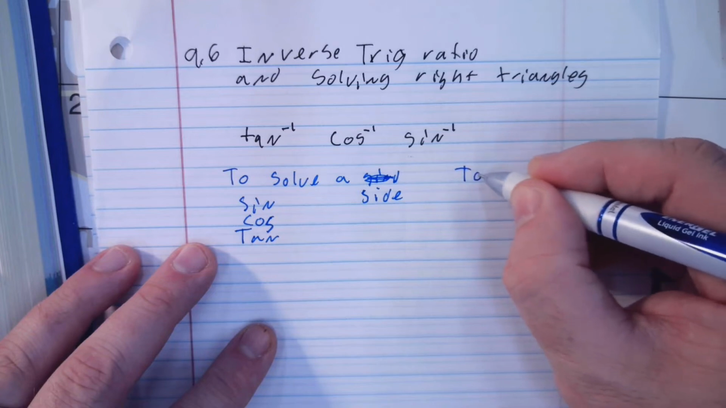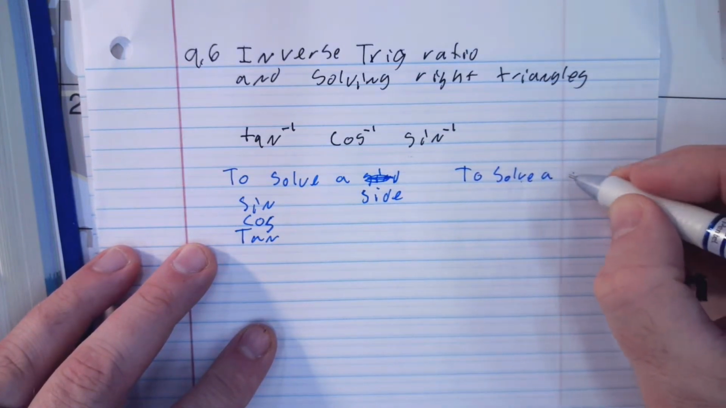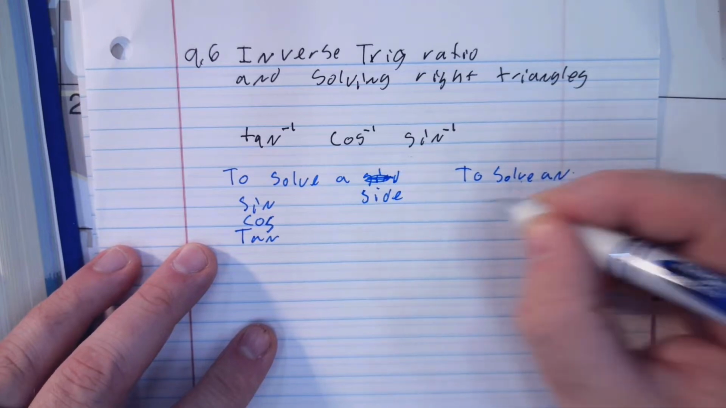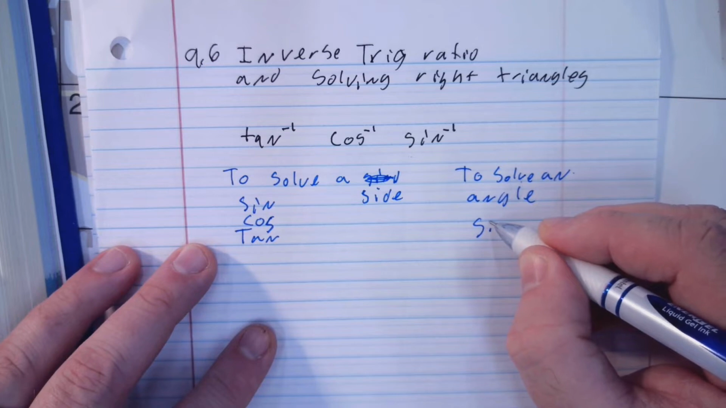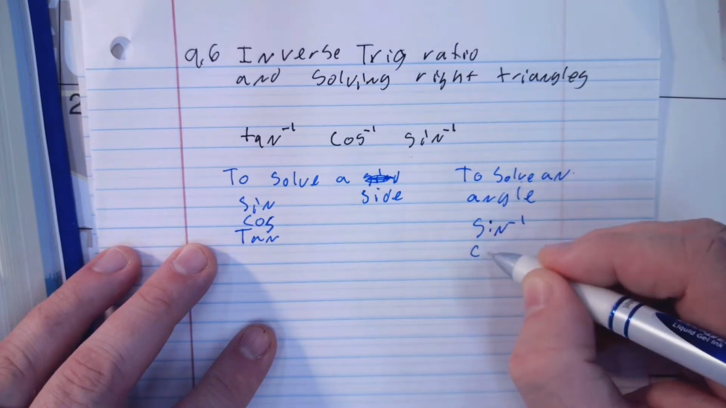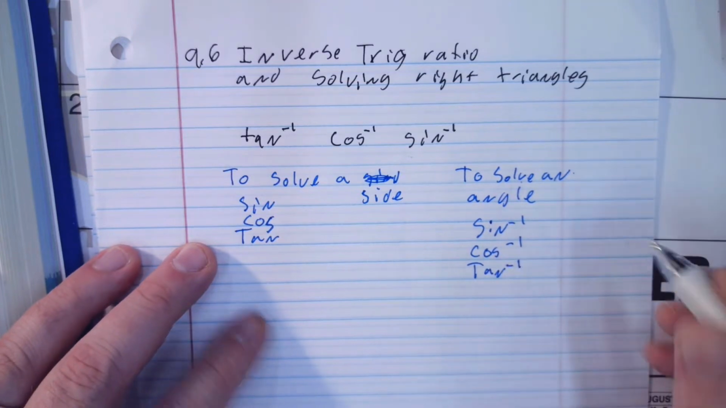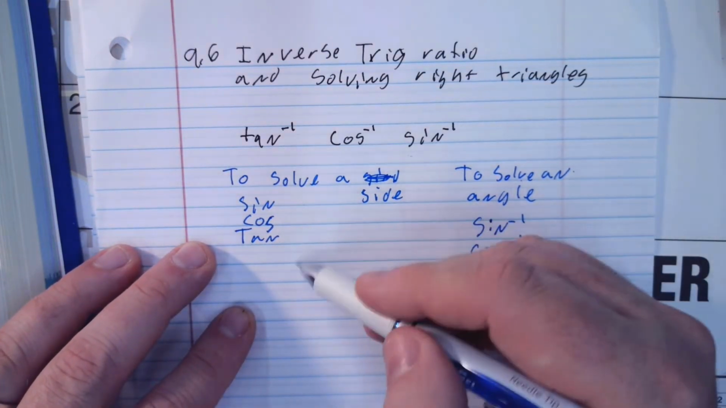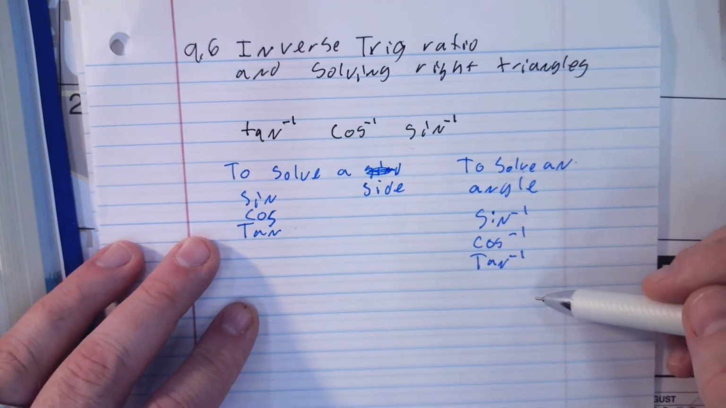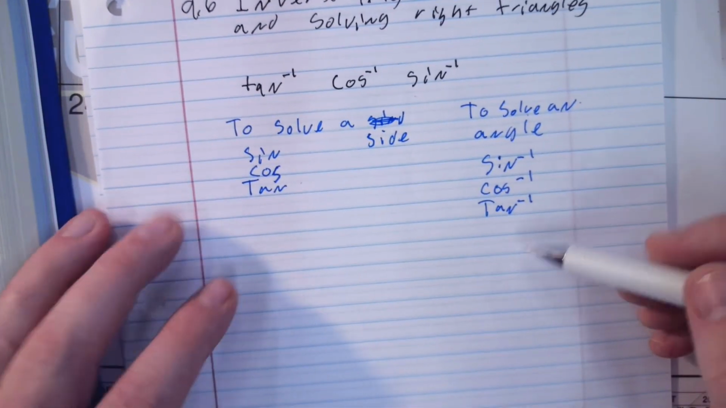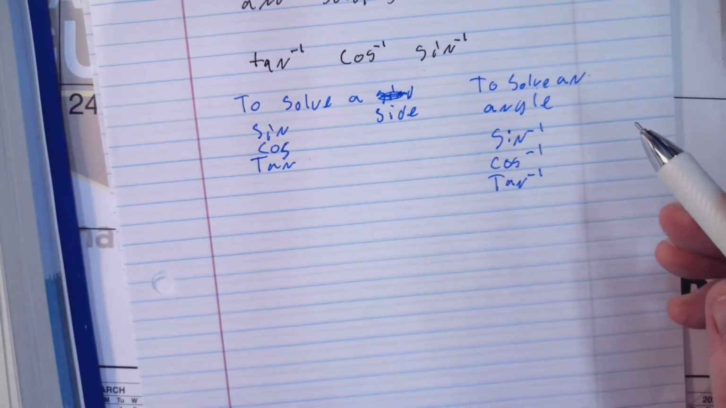To solve an angle, I'm going to use this. This is something to study. Okay. Side, you use the regular ratios. Angle, you use the inverse. Okay. And basically that is it.